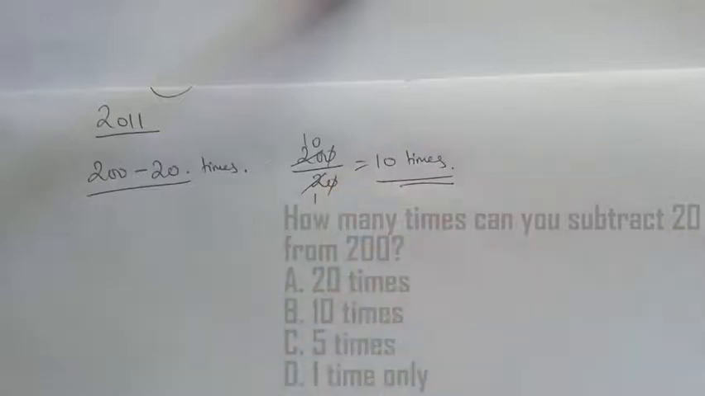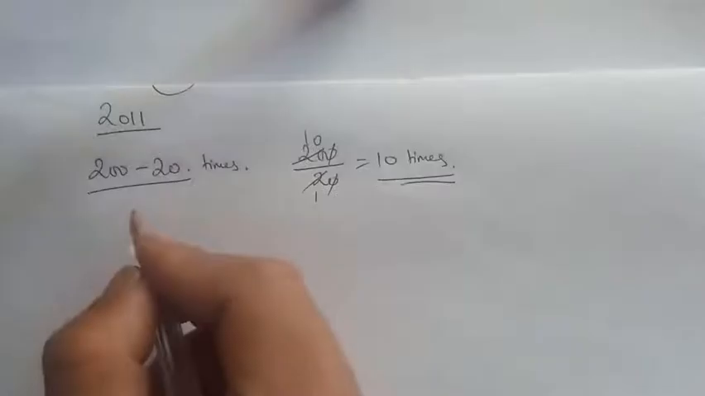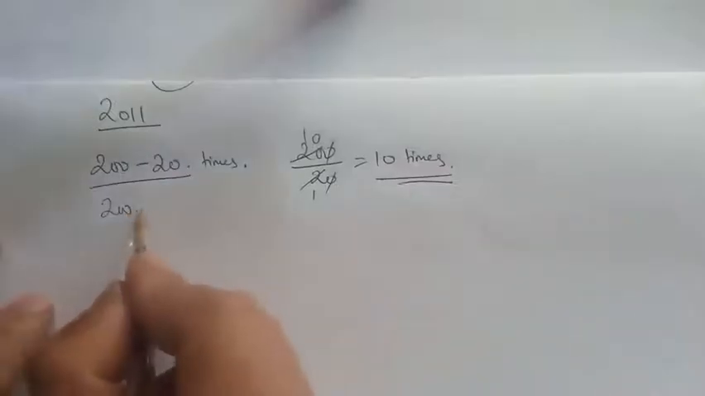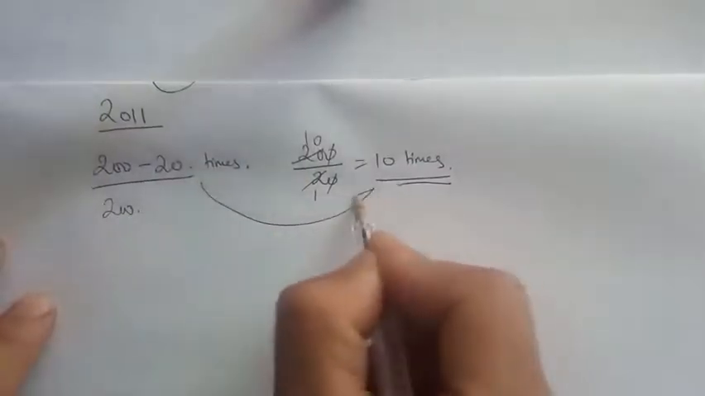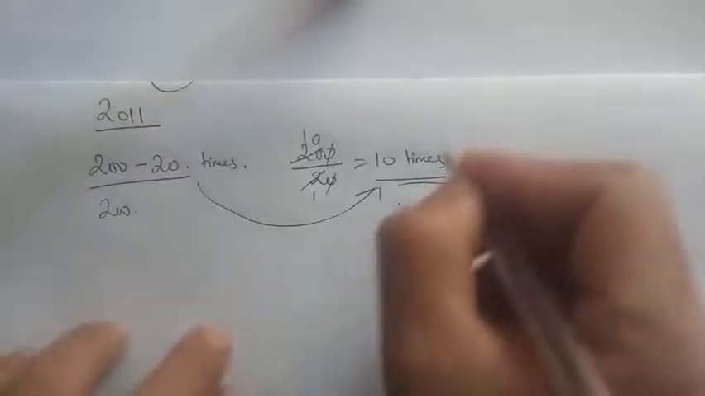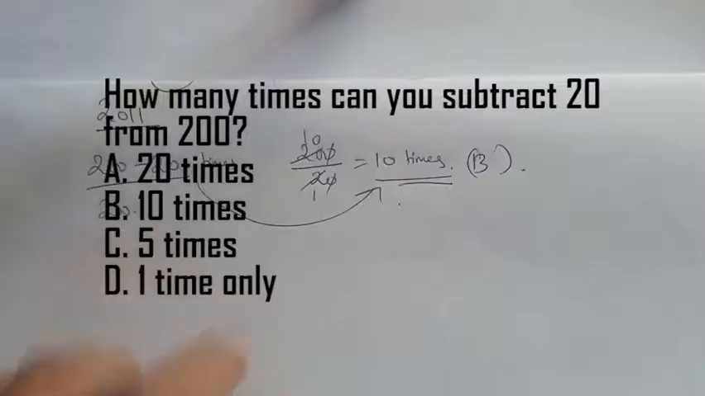220 divided by 10 times divided by 2, meaning simply the same thing: 200 divided by 20, so 10 times. You will directly get 10 times. The correct answer is 10 times, which is B. So option B is the correct answer.